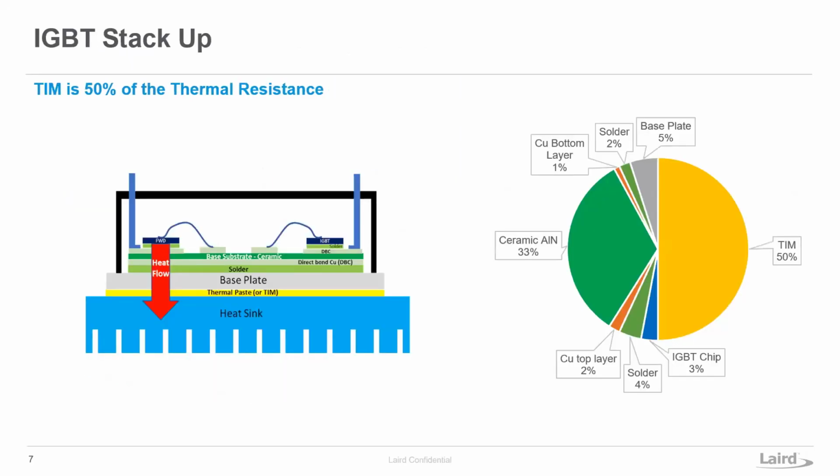So how do TIMs play into this? Well, if we just look at an IGBT stack-up from the IGBT chip to the heatsink, the largest thermal resistance component in getting the heat moved from the IGBT chip to the heatsink is the thermal interface material. So there's still a strong emphasis on continually improving the thermal performance of thermal interface materials.